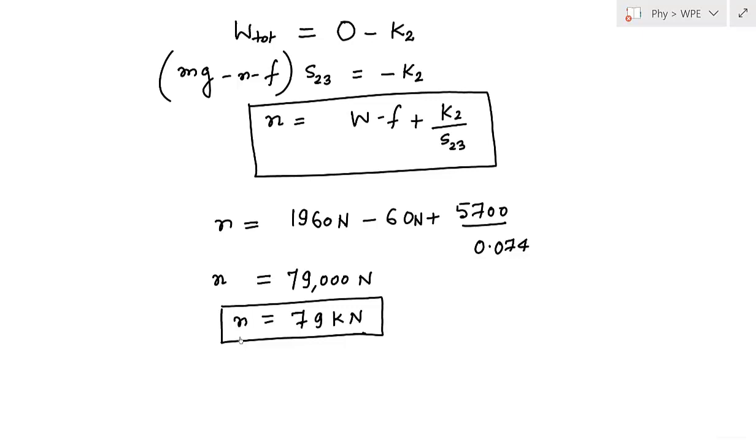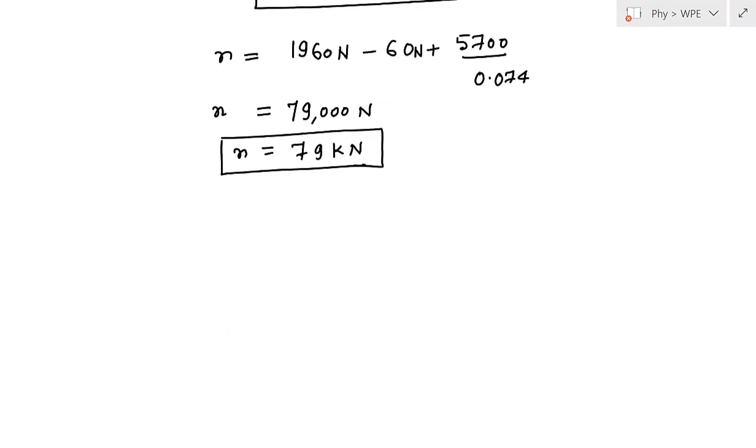So this is the normal reaction that will be applied on the hammer by the I-beam. And by Newton's third law, the same amount of force will be applied by the hammer onto the I-beam. One important point in this case: this normal reaction is much larger than the weight of the hammer. What is the weight of the hammer? That is 1960 Newton, that is 1.96 kilonewton, so approximately 2 kilonewton. And the normal reaction that is acting is approximately 80 kilonewton. So this is around 40 times more.